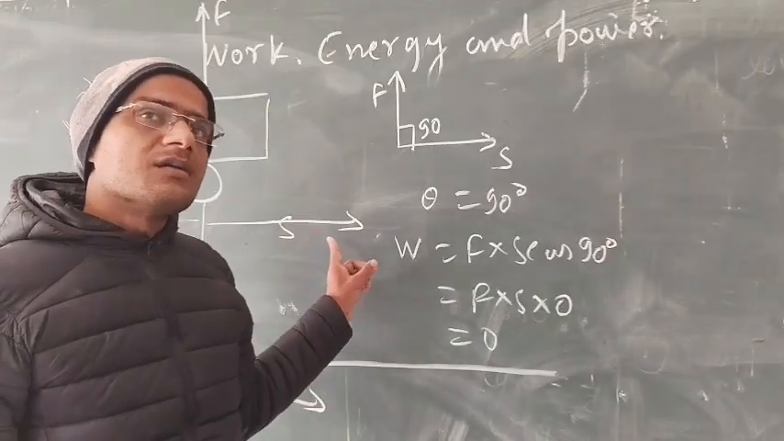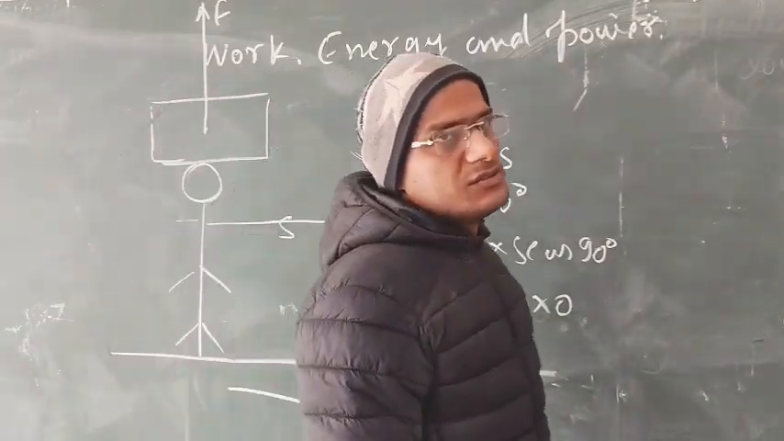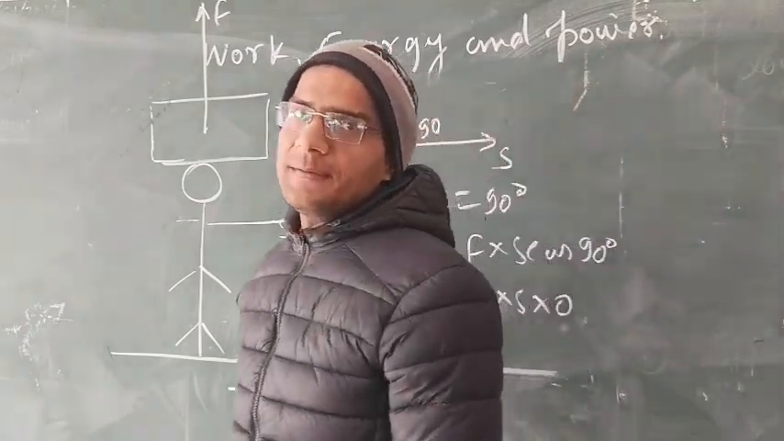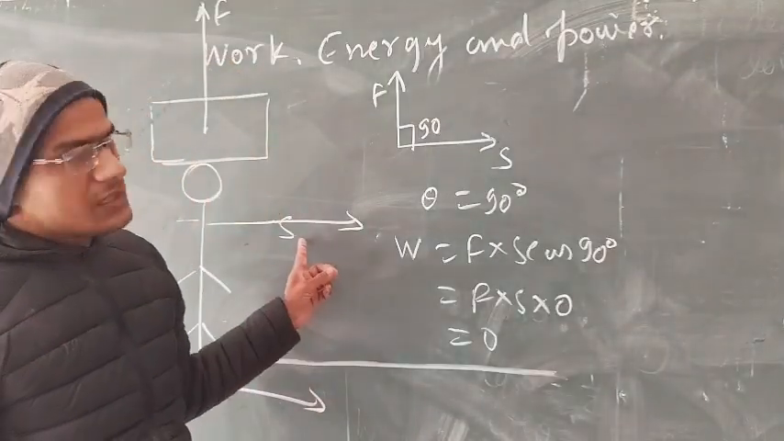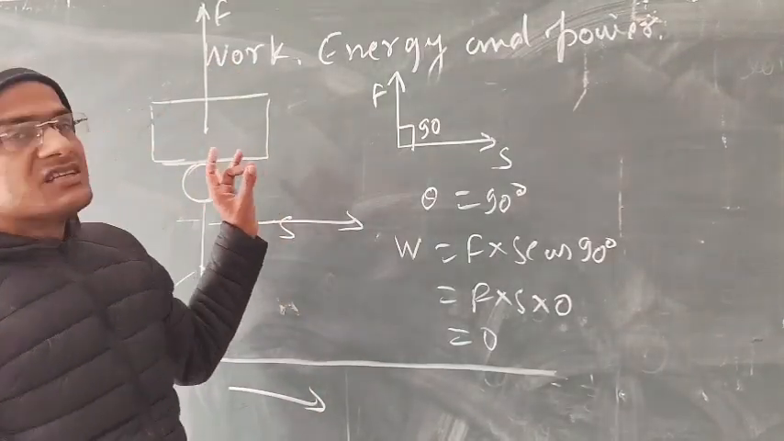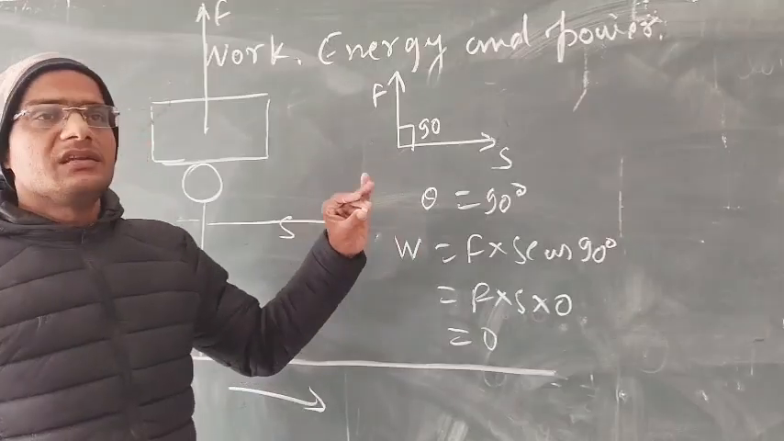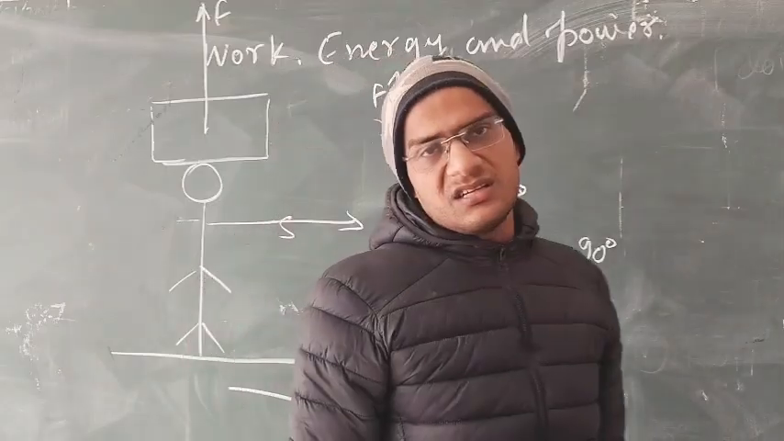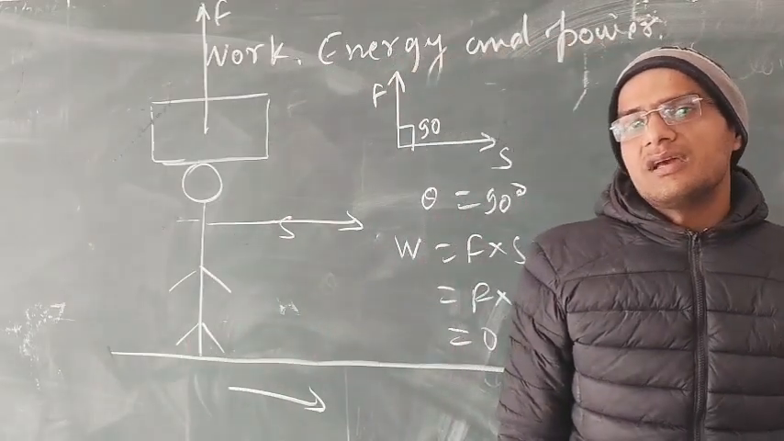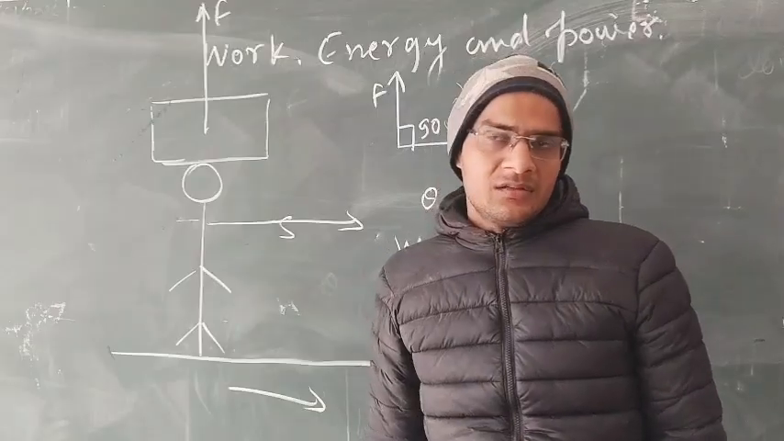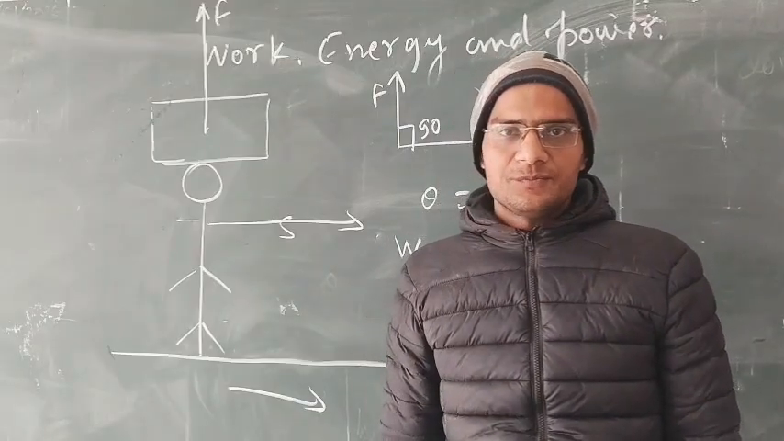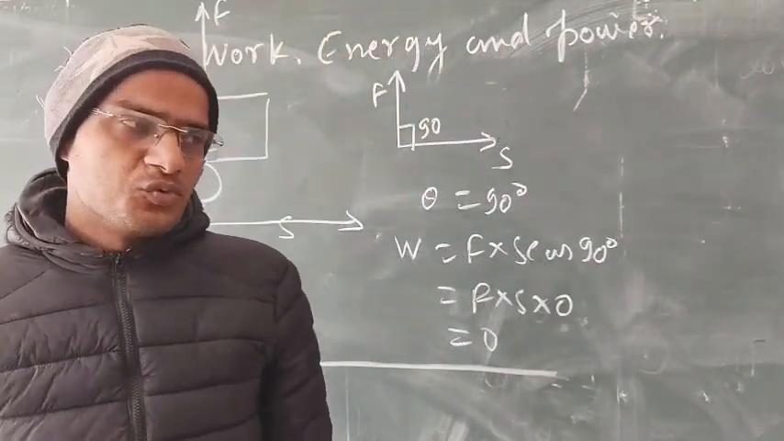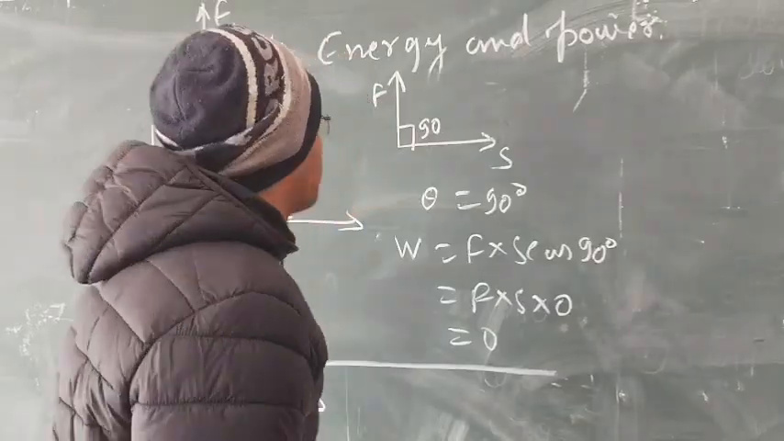So there is no net displacement along the direction of the force. That's why the work done by the coolie will be 0, because in physics work done is considered only when the displacement of the object is in the direction of the force. If the body is not displaced along the direction of force, then the work done by the agent will be 0. So work is defined as force into displacement along the direction of the force.